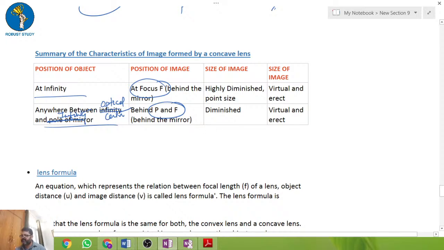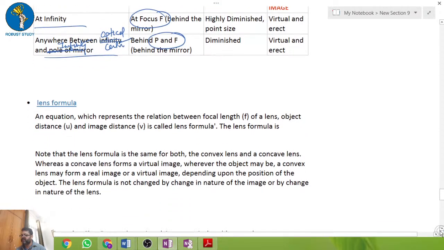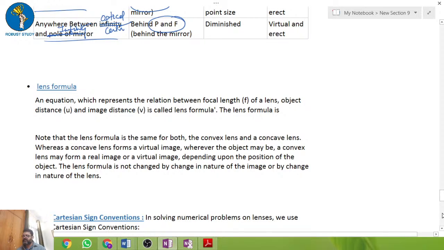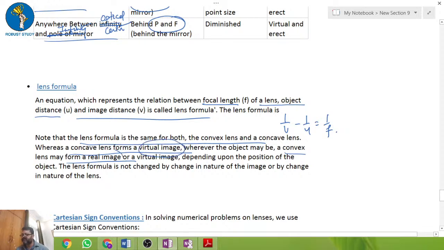Now we'll discuss the lens formula. What is the lens formula? The equation which represents the relationship between the focal length, object distance and image distance of a lens is called the lens formula. The lens formula says that 1/v minus 1/u is equal to 1/f. The lens formula for both concave and convex is the same, but you have to remember that a concave lens forms a virtual image wherever the object may be, while a convex lens can form a real image. That is the only difference: virtual image versus real image.